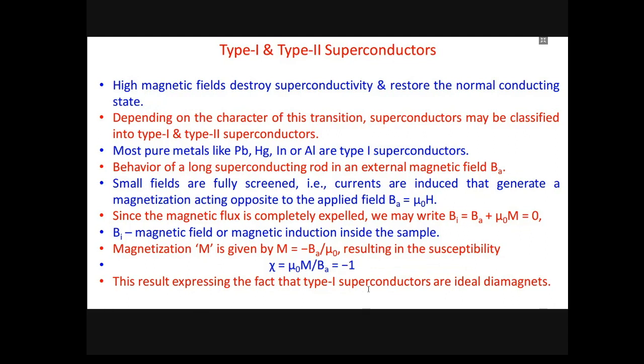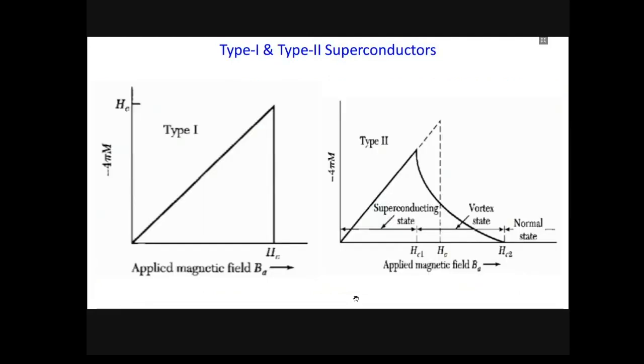So this result expresses the fact that type 1 superconductors are ideal diamagnets. From the calculations, we just get the susceptibility. That susceptibility gives an idea that under the superconducting condition, the material behaves as completely diamagnetic, with a susceptibility that is negative, because it expels and does not even allow a feeble amount of the magnetic flux lines.